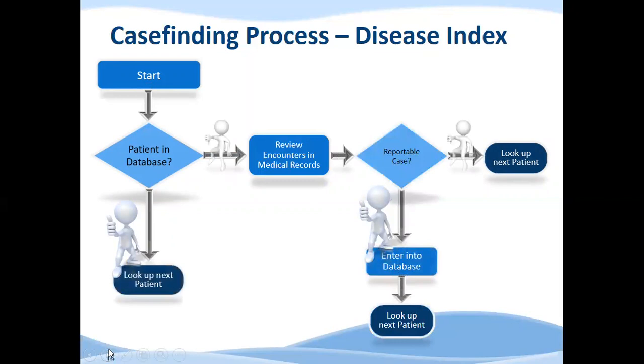All right, so each month you're gonna receive this disease index list from your IT. So it's gonna have all the patients that had an encounter at your facility from the first of the month of whatever month you're looking at until the last day of that month. All right, so you take that list and you look up the first patient listed and see if they're in the database. If they are in the database, then you just go on to the next patient and look up and see if that patient's in the database.